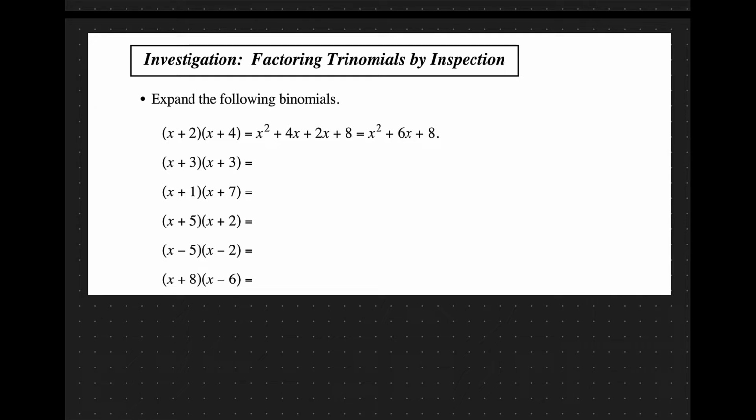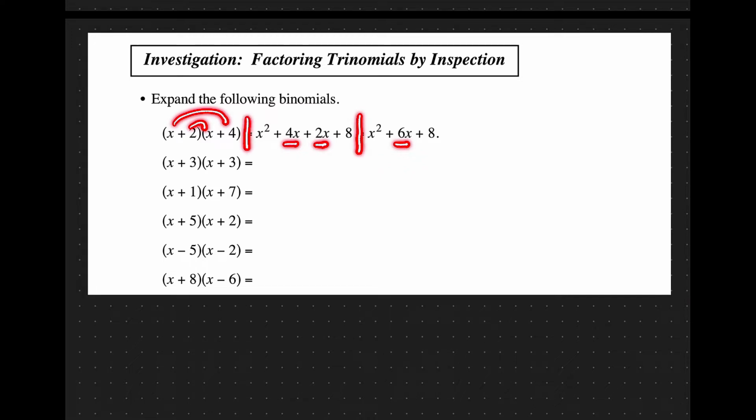So let's take a look at the first example that is already completed for us, and notice that obviously we're using FOIL right here. We're going x times x, which is giving us the x squared here. And then we're going x times 4, which is giving us the 4x, and x times 2, which is giving the 2x. And then we're going to combine those and put them together, and that is going to be 6x. So it's sort of like there's our three little sections that we have right there.